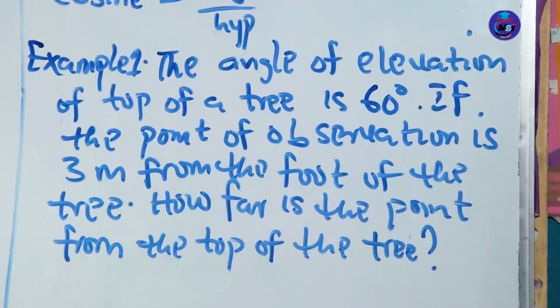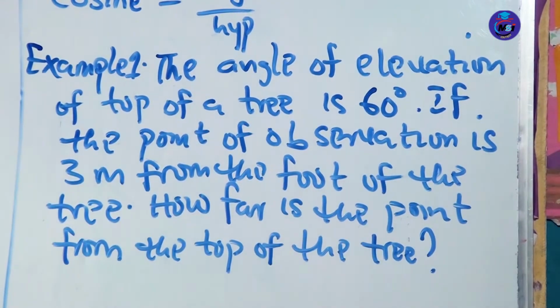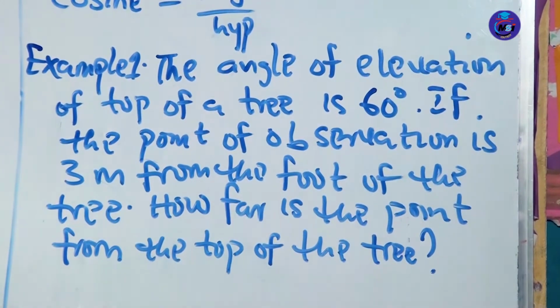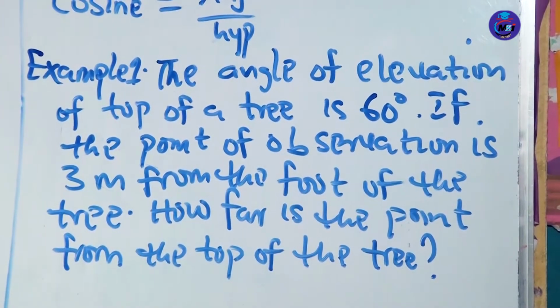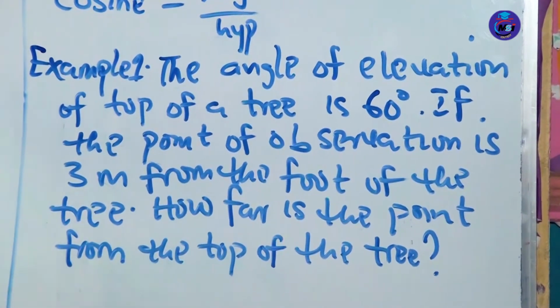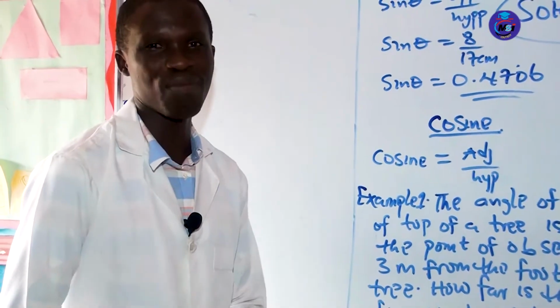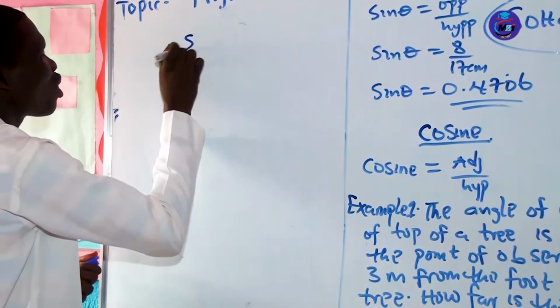Example. The angle of elevation of top of a tree is 60 degrees. If the point of observation is 3 meters from the foot of the tree, how far is the point from the top of the tree? This sounds like English, but this is not English. This is mathematics. So let's interpret this question. So let's look at this solution.